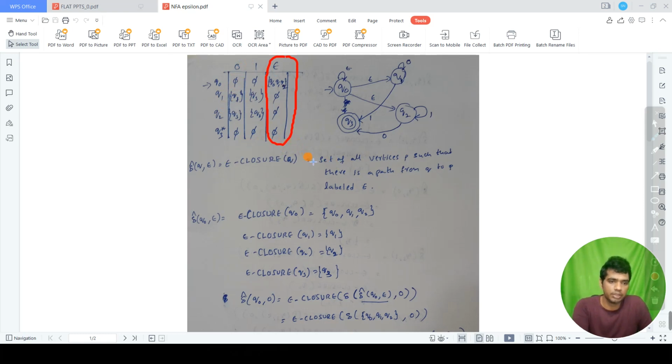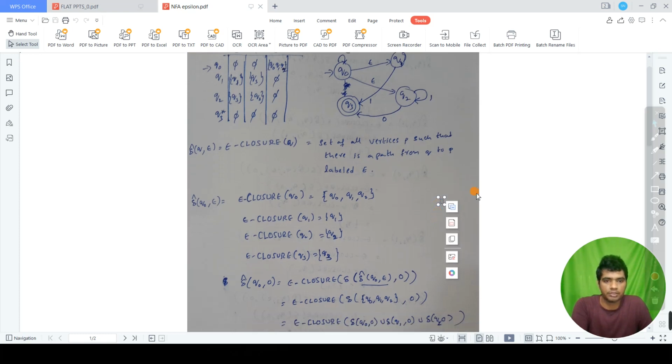How many combinations do we get? 8 combinations: q0 on 0, 1, q1 on 0, 1, q2 on 0, 1, q3 on 0, 1. So in total 8 combinations we need to compute. If you are able to understand one thing, then you can do the remaining 7 things easily. Pay attention and try to understand only the first one; the remaining things are a repetition of the first one.